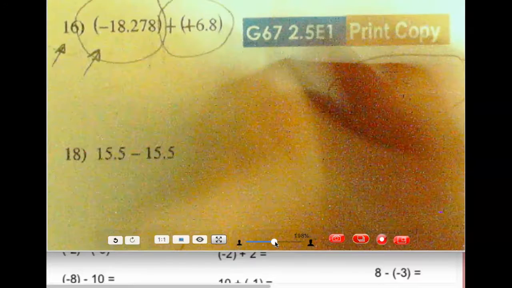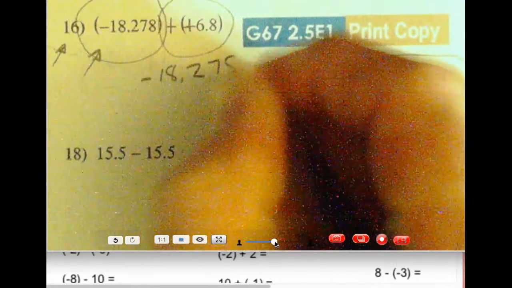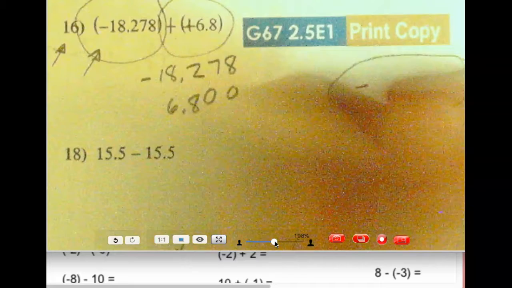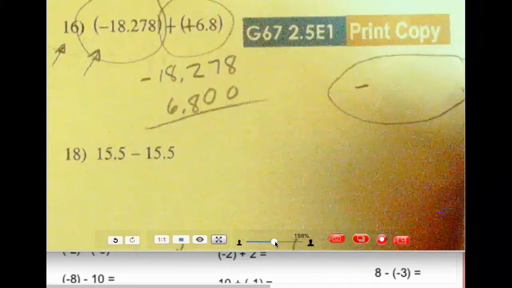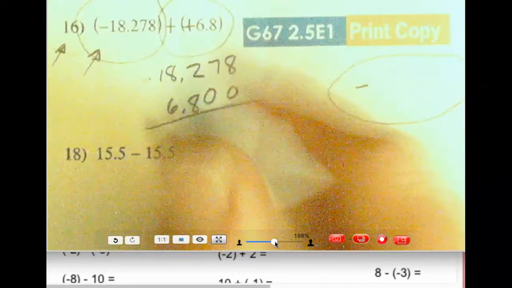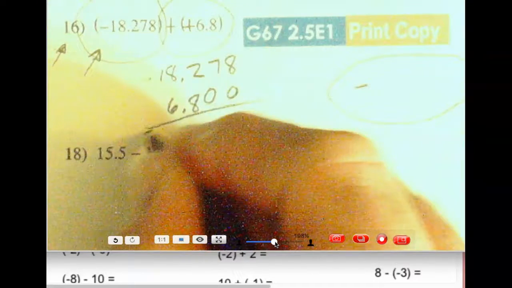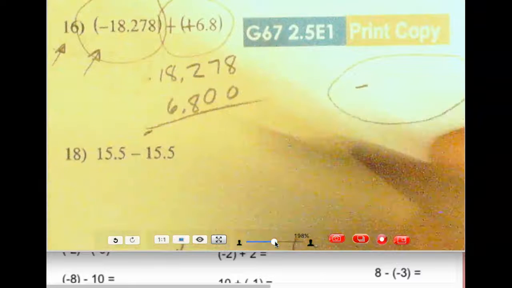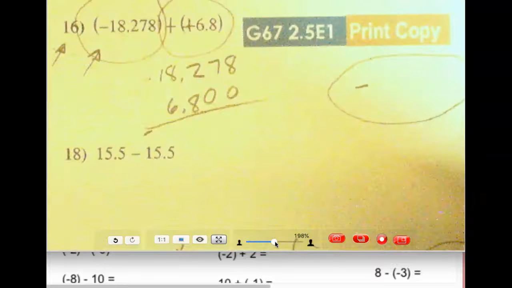So let's go ahead and put this down. We've got negative 18.278, and we're going to subtract 6.8. And I'm just going to put some 0 placeholders here because I like everything all lined up. And we really don't need to put this negative symbol here because we just know that our answer is going to be negative because we're finding the difference. And of course I had to put the large number on top when you find the difference. So I put a negative symbol down there just to remind me in case I, for some reason, forget.